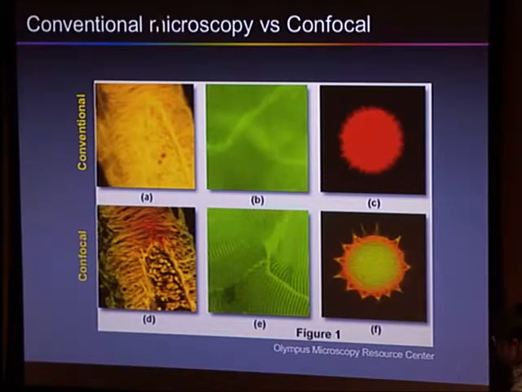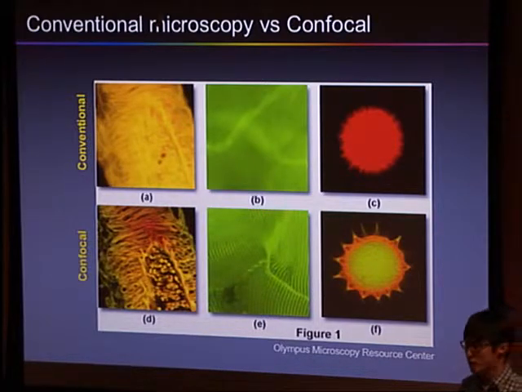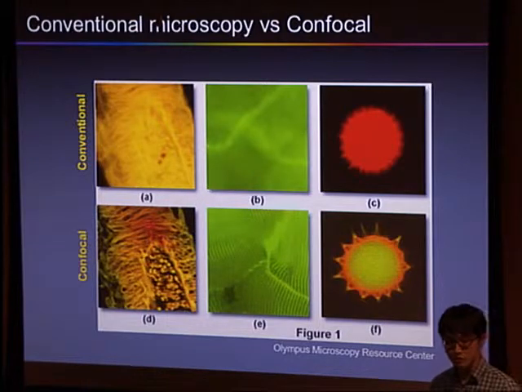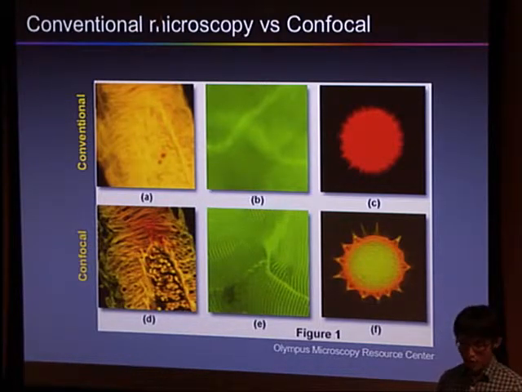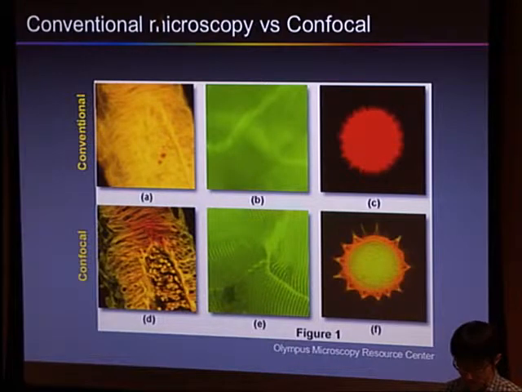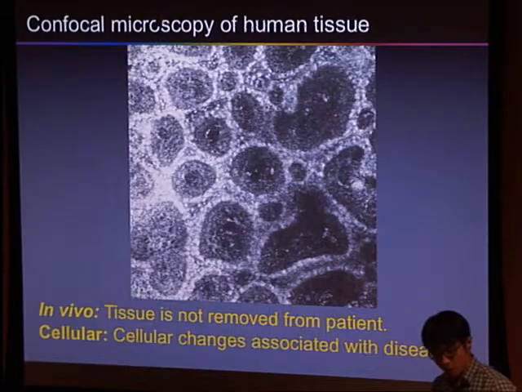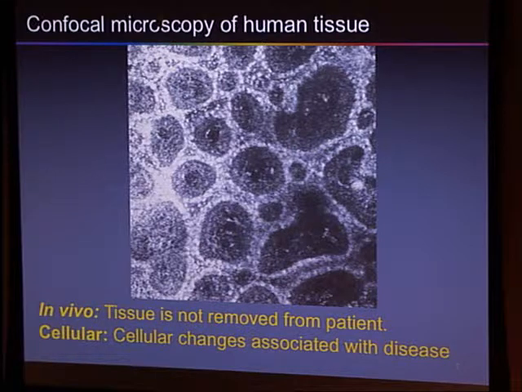Because of this, confocal microscopy and its advanced forms like two-photon microscopy or second harmonic generation microscopy are all being used as fundamental research tools for biomedical or chemistry research in many areas. But we can also use confocal microscopy for medicine.